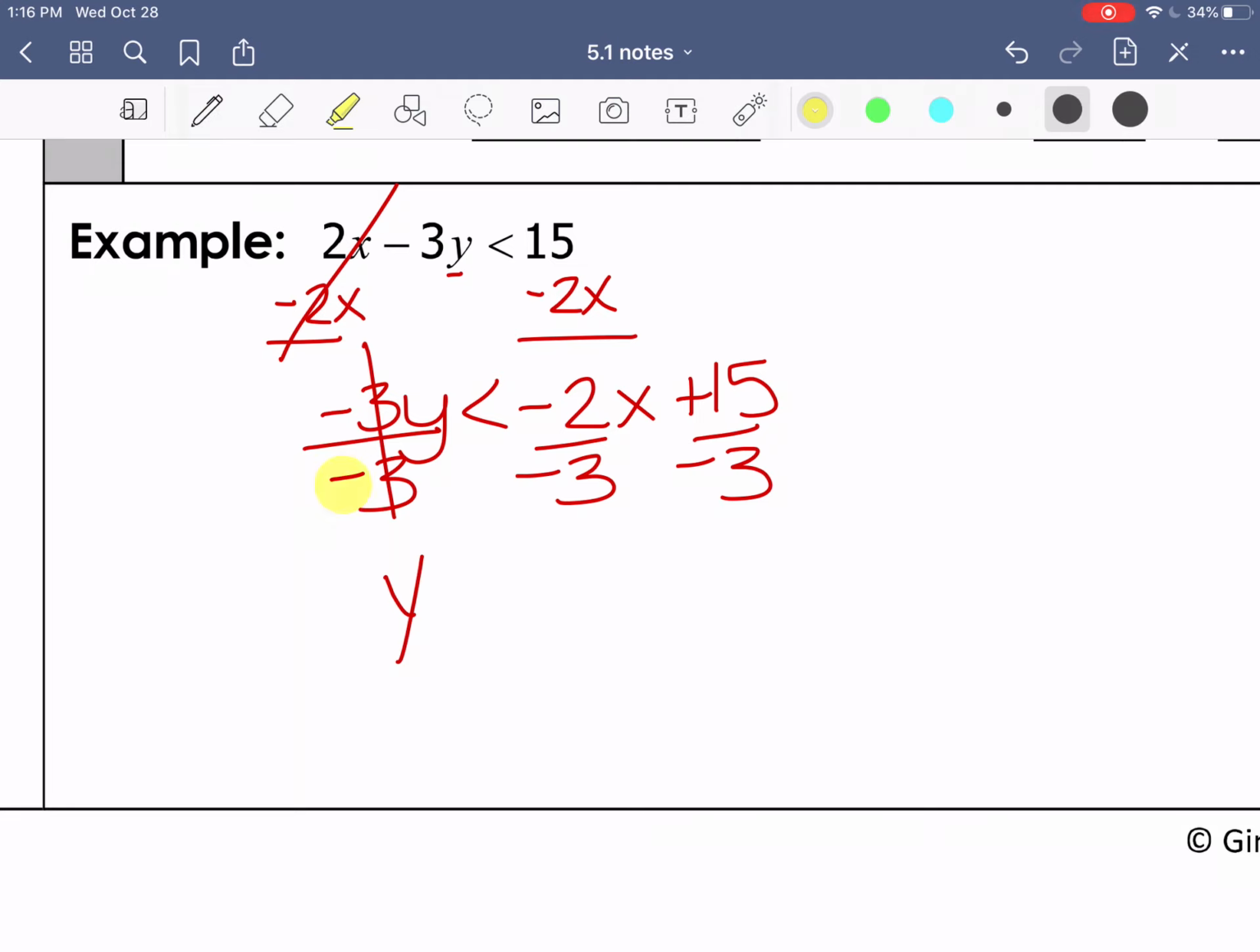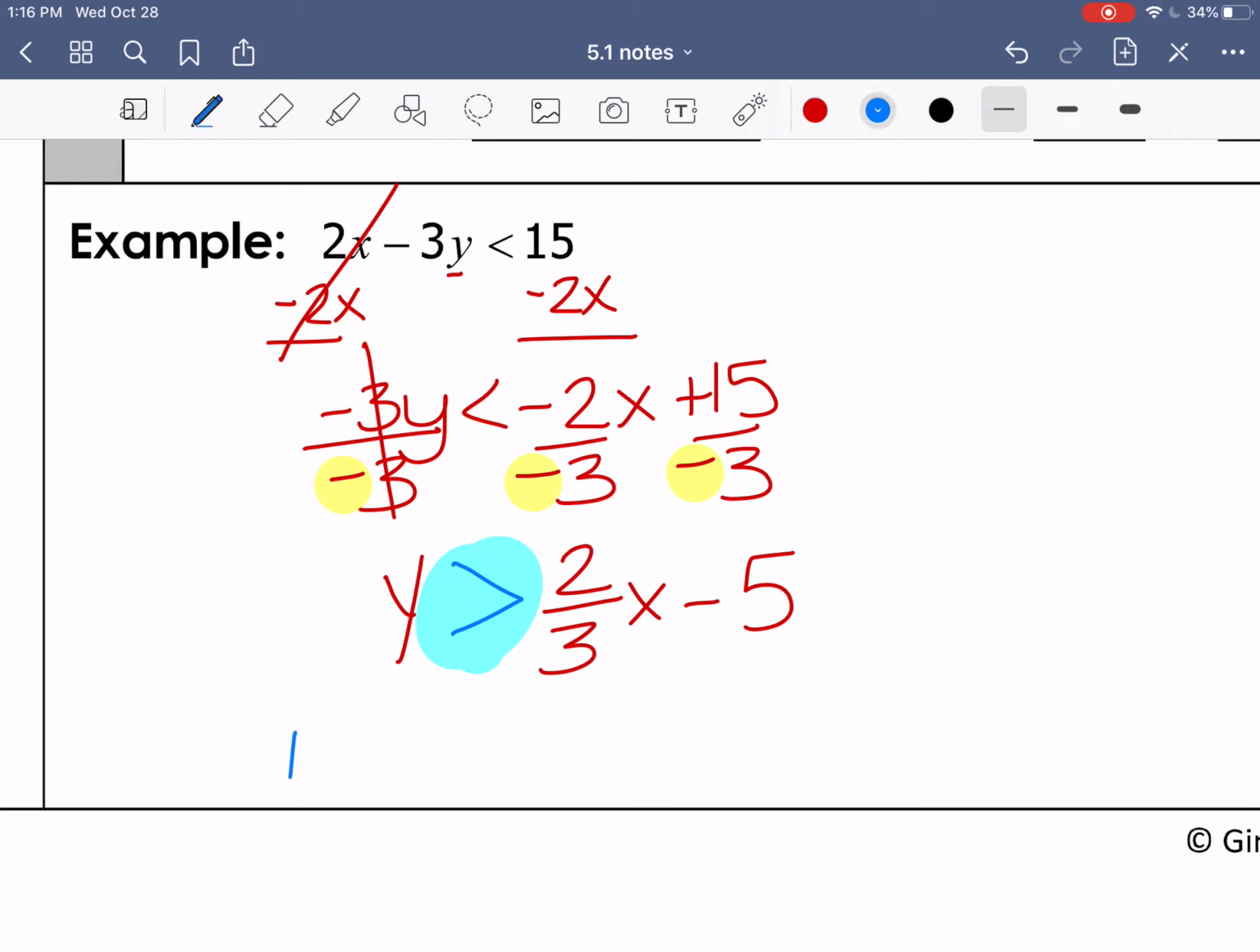Okay, now I just divided by a negative number, so we need to flip our inequality sign the other direction. -2 over -3 turns positive, and 15 divided by -3 turns to -5. Okay, so my inequality sign is greater than. So if it's greater than, I'm going to be shading above, and I'll have a dotted line because of this symbol right here.